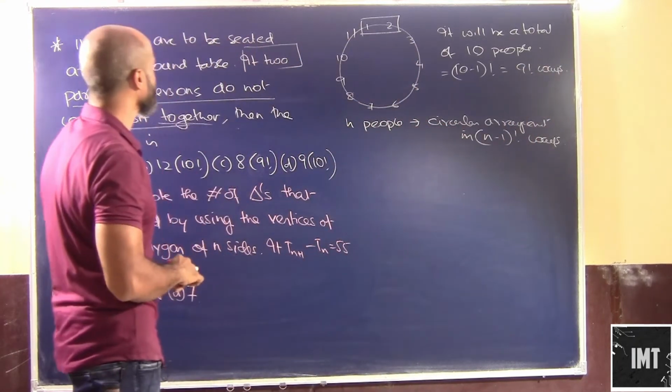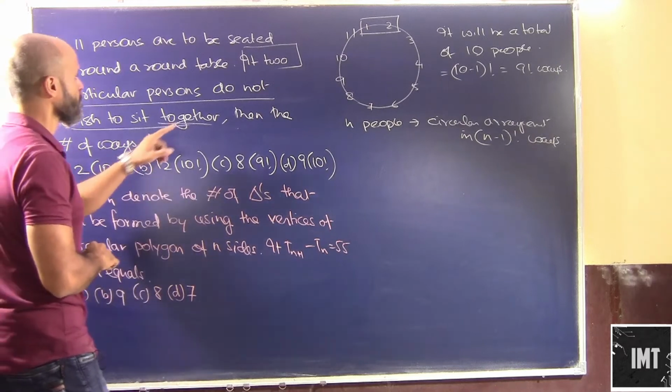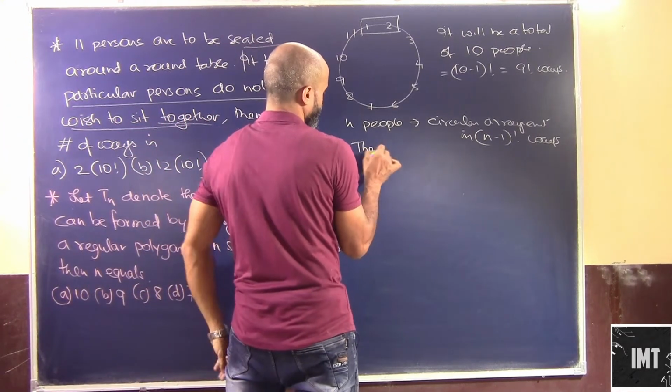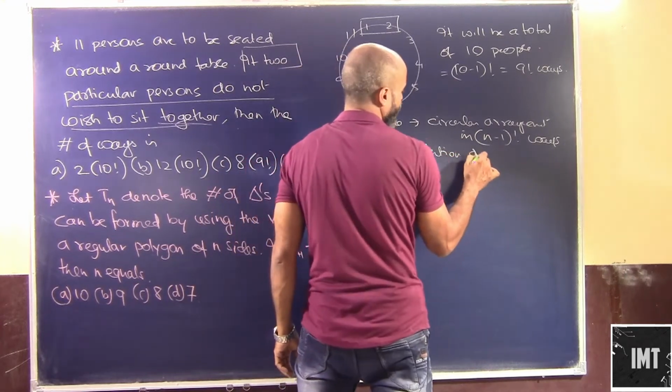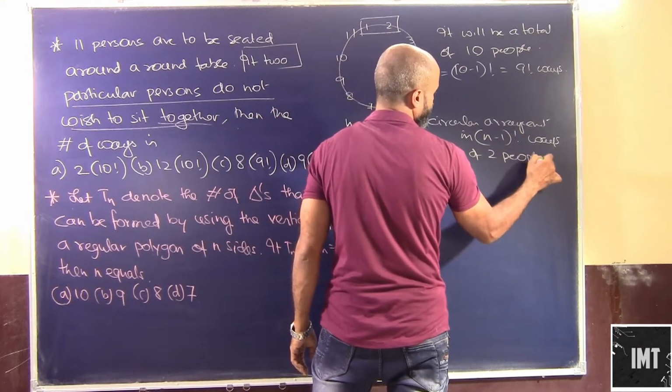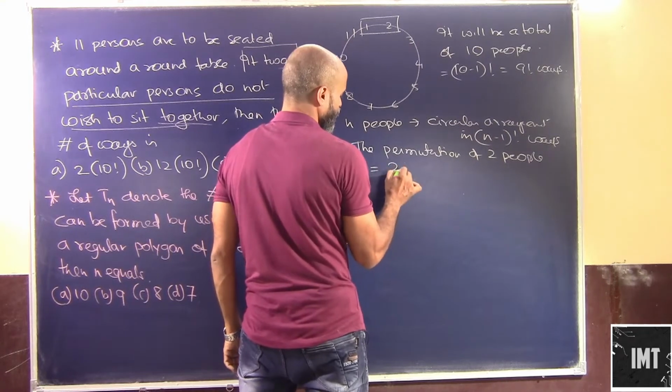Okay. Now these 2 people do not wish to sit together. So the permutation of 2 people will be equal to factorial 2 ways.